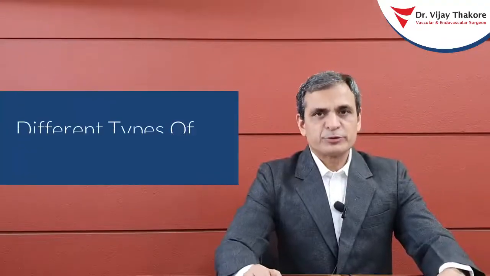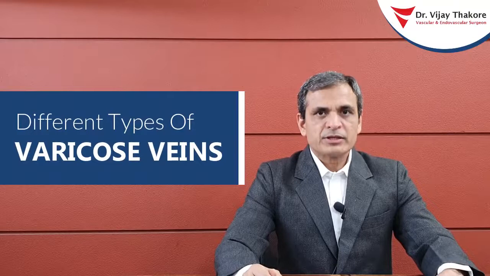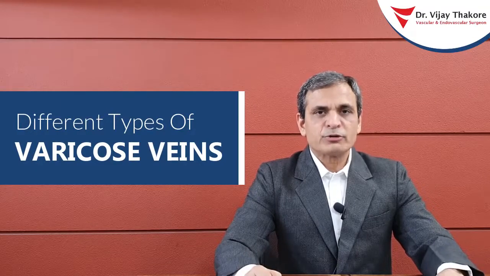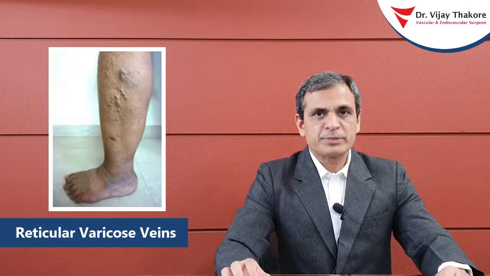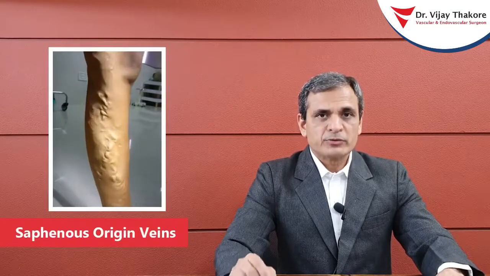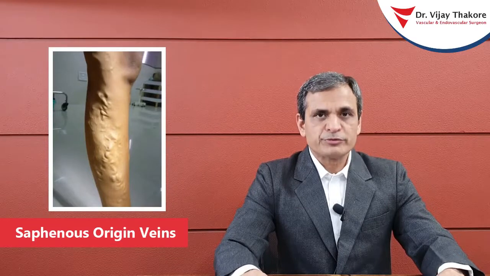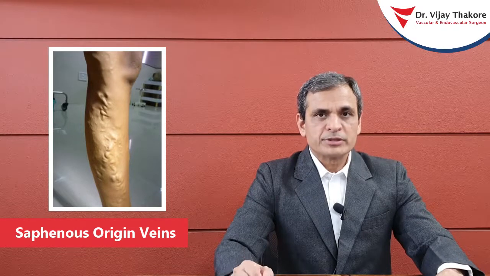There are different types of varicose veins. In our nomenclature, we normally say reticular varicose veins means which are veins like a spider web. Other commonly seen veins are saphenous origin veins, wherein the valves at the junction of deep and superficial veins become incompetent, means leaky, and thereby alters blood return or blood circulation. And third uncommon varicose veins are pelvic origin veins.